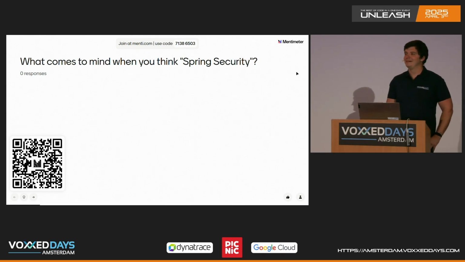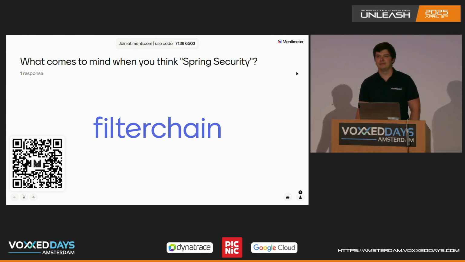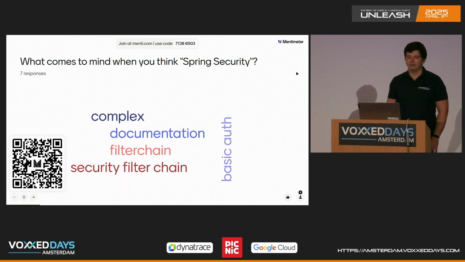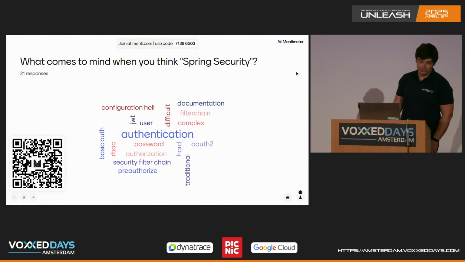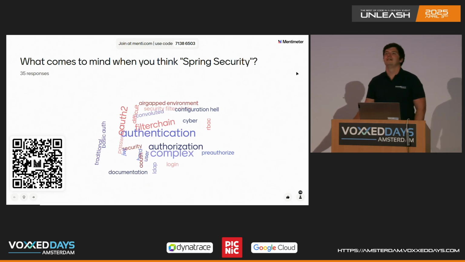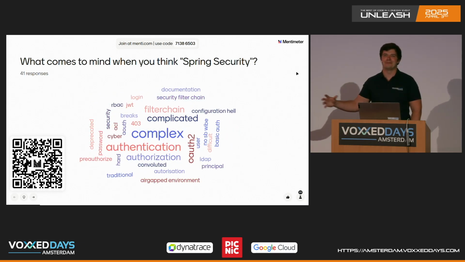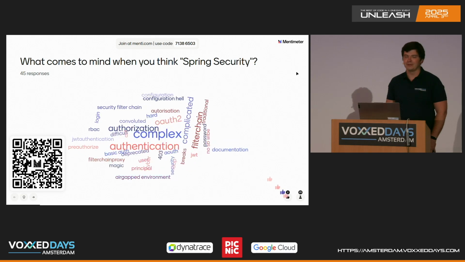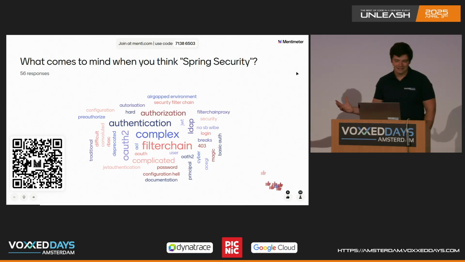So, did you manage to connect, any of you? Or the network is a bit flaky. Filter chain, okay. There comes in response. I think it might be limited to 50 people, so: complex, documentation, difficult, hard, basic auth, OAuth2, pre-authorized, JWT, user, traditional, convoluted, configuration hell. Oh, okay. We're getting there. The hive mind is starting to converge on one topic, right? So it says complex, complicated. So maybe that's why you came to the talk, right? To see if it's that complex. Magic. It could be.